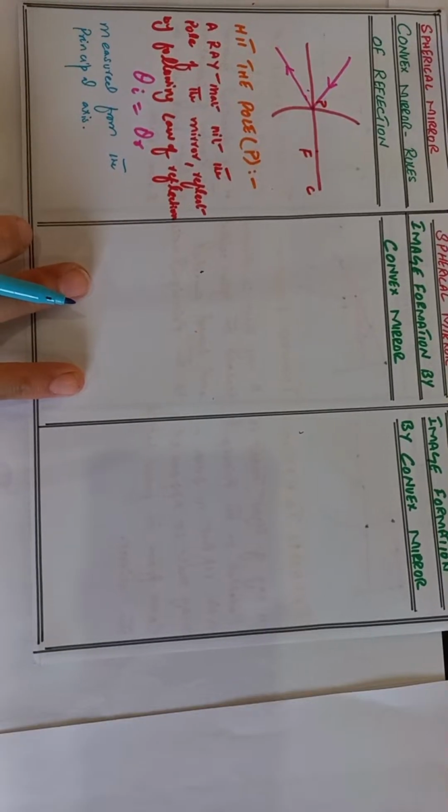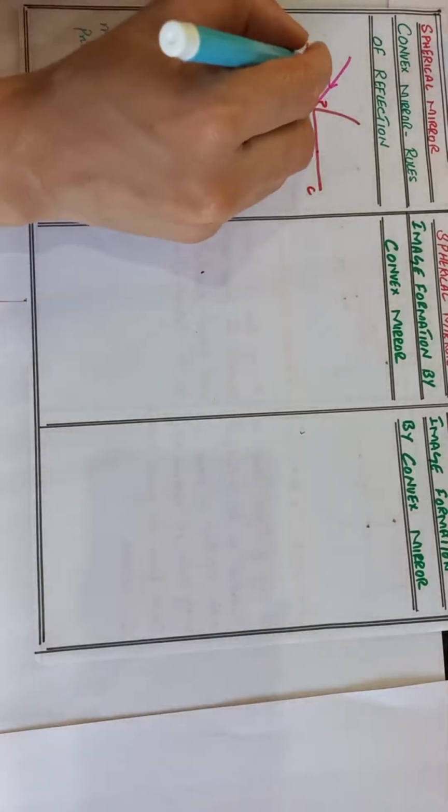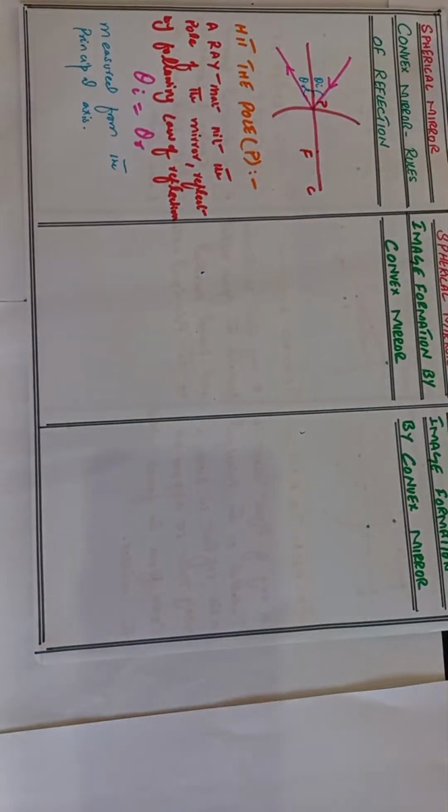Angle of incidence and angle of reflection are measured from the principal axis. That is the fourth rule of the convex mirror. When the ray hits the mirror at the pole, this is the angle of incidence, this is the angle of reflection. Okay, now move to the image formation by the convex mirror.